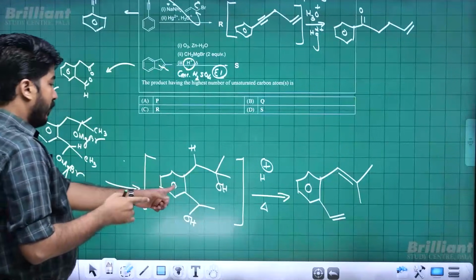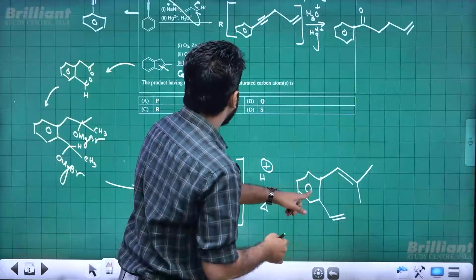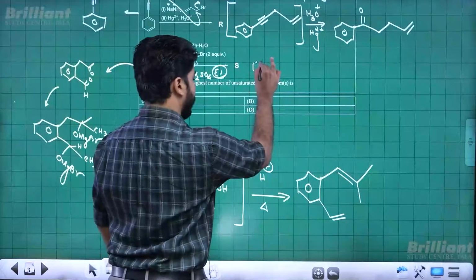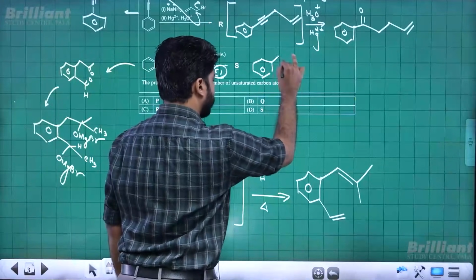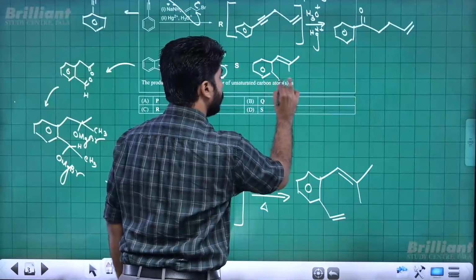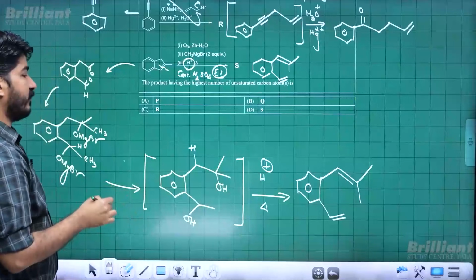Okay, so this is the structure of S. Then let me redraw it. Okay, so that is the structure of S.